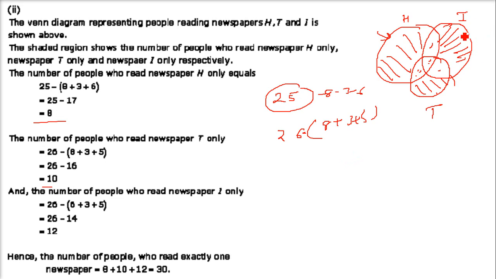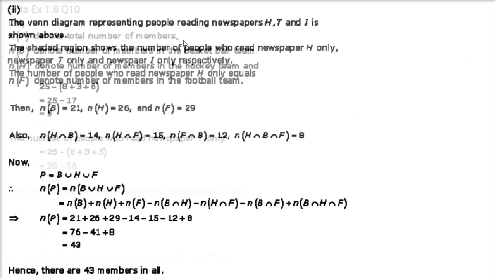And the number of people who read newspaper I only: we have to subtract this. So 3 remains for them, and we have to subtract this one and this one. So we subtract from 26 the numbers 6, 3 and 5. So it is going to be 12. Now we know exactly how many read exactly one newspaper. Just add 8, 10 and 12, and that is going to be 30.